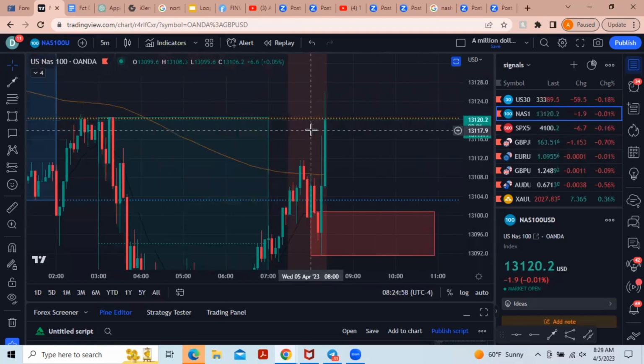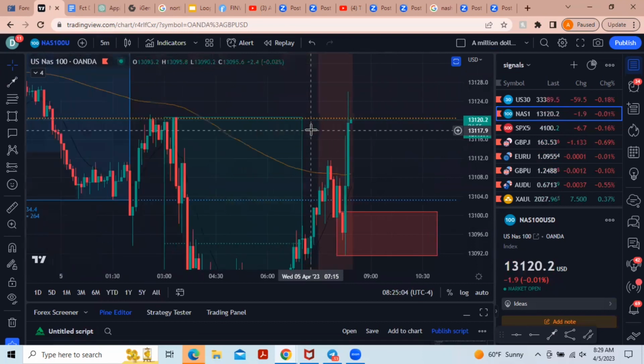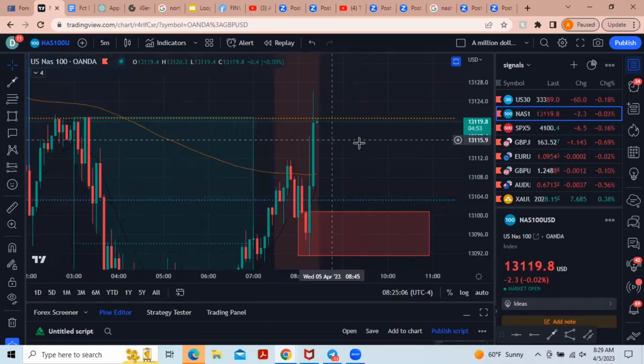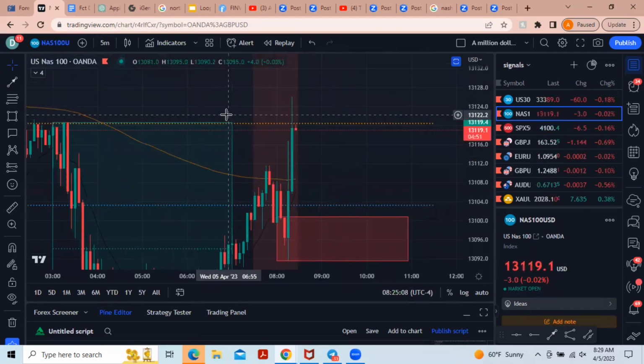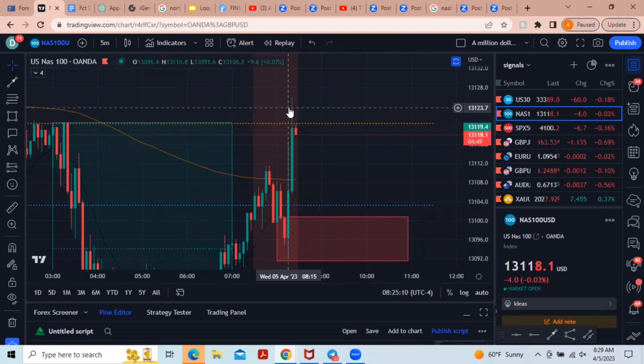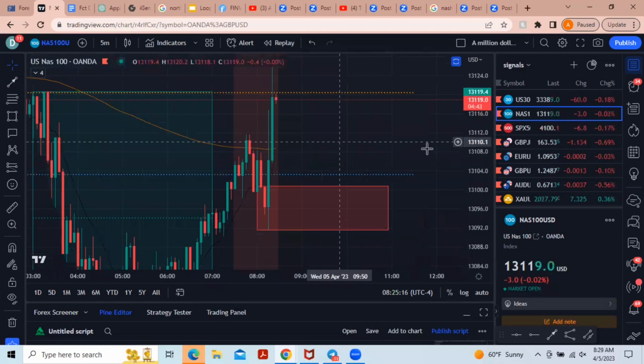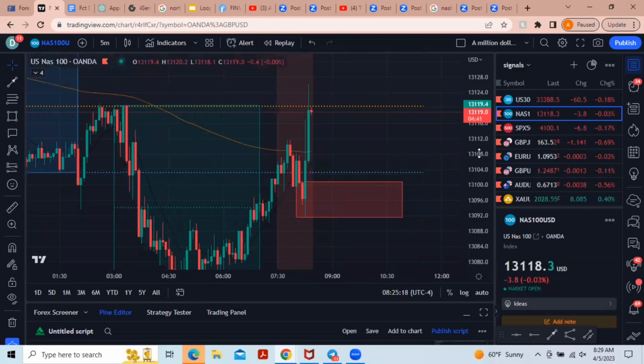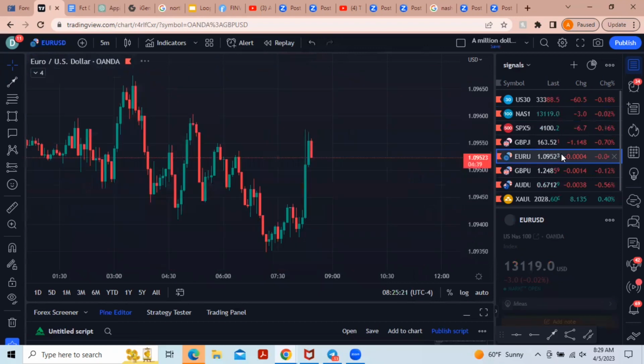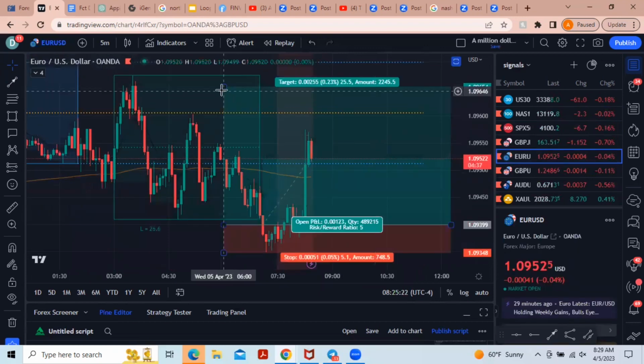So, see what happens with Nas. See if it wants to correct back down. Let's see. It just took out the London session high right here. So we'll see. Euro USD, what you got going on, homie?